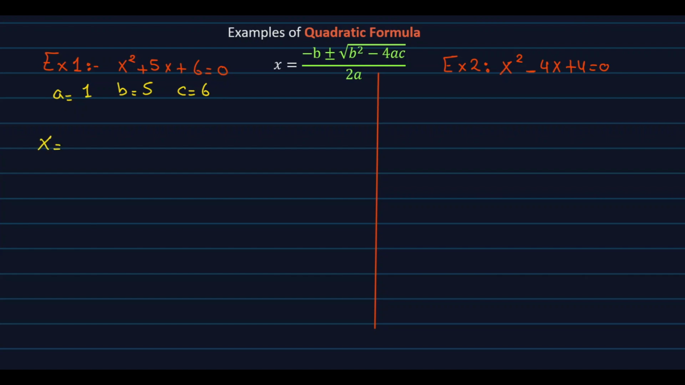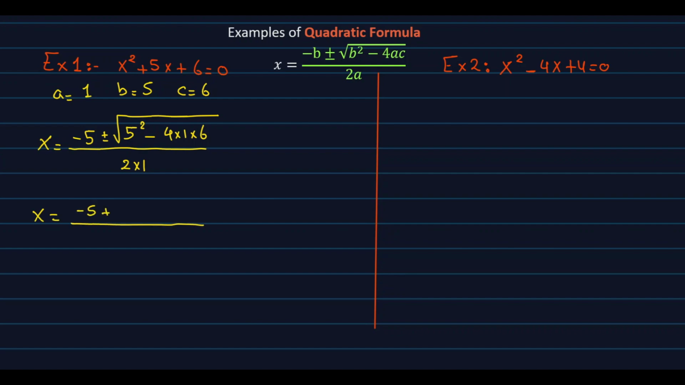Now let's insert these in our equation. We're going to have x is equal to negative b, so negative 5, plus or minus the square root of b squared minus 4 times a times c, 4 times 1 times 6, over 2 times a, which is 2 times 1. First, write everything. Next, you can start the calculation. Negative 5 plus or minus the square root of 5 squared, which is 25, minus 4 times 1 times 6, which is 24, over 2 times 1, which is 2.